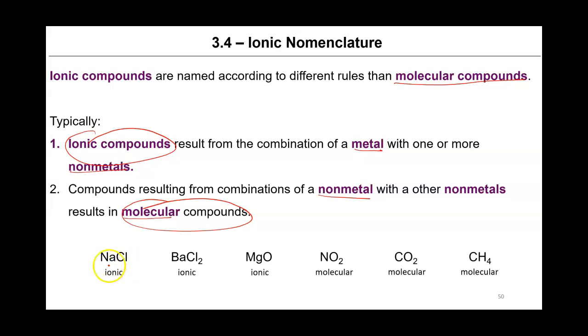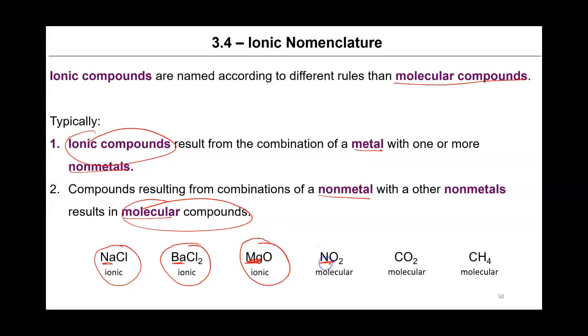So sodium chloride here begins with Na, the symbol for a metal, so therefore it's ionic. Barium chloride here begins with Ba, the symbol for the metal barium, so therefore it is ionic. Magnesium oxide begins with the symbol Mg for magnesium, a metal, therefore it's ionic.